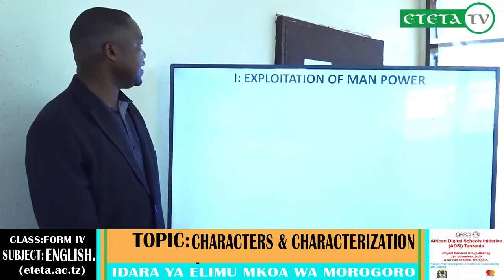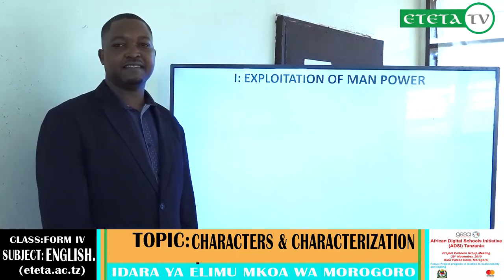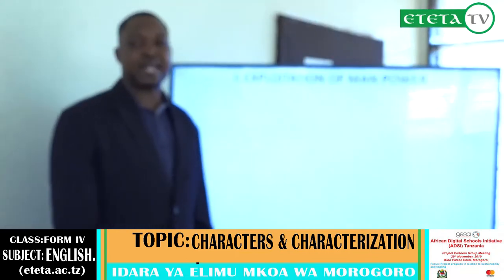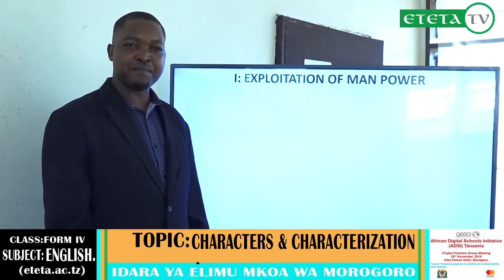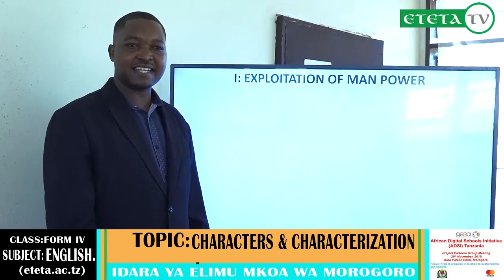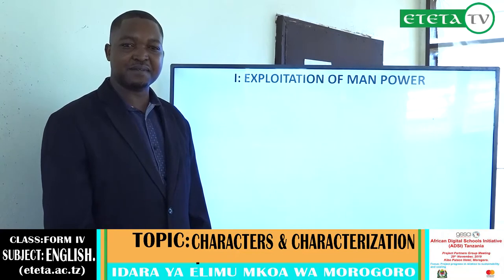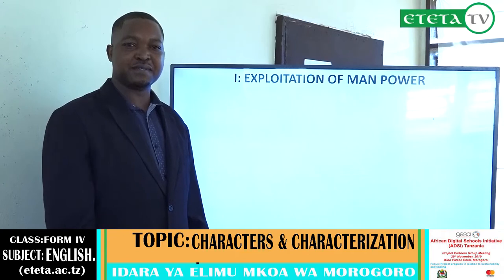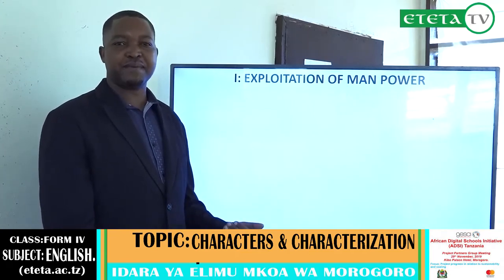The first theme is that of exploitation of manpower. Who were exploited? The blacks or the Africans were exploited. By who? The white people. Examples of the people who were exploited. Do you know them? Yes, the Africans, like Ngotho, the Njeris, you see? Njeri, who is Ngotho's wife, but we have Nyokabi, who is also Ngotho's wife. And we have other Kenyans who were exploited by the white people.